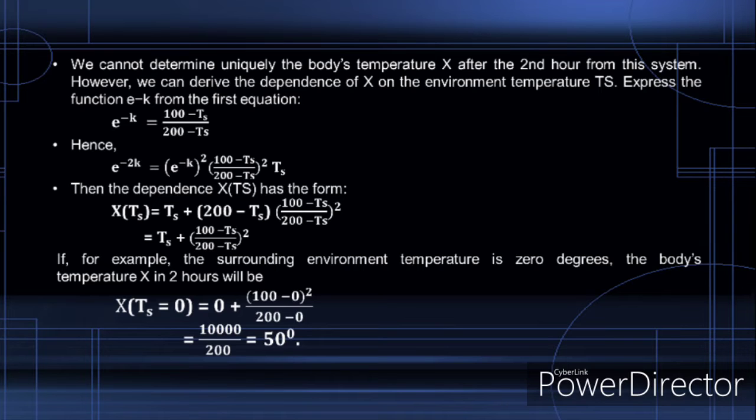Express the function e to the power of negative k from the first equation. e to the power of negative k is equal to (100 minus T sub S) over (200 minus T sub S).